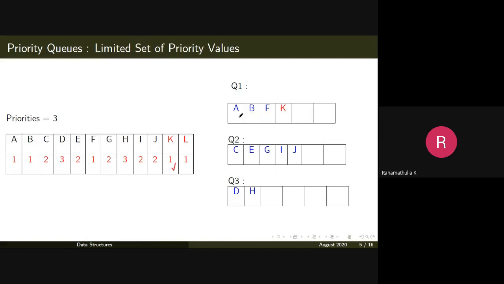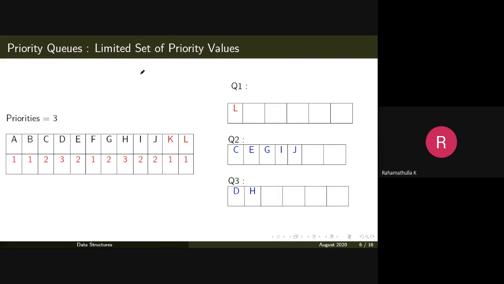What if you delete an element now? For example, you perform 4 delete operations. All 4 entries in Q1 will be deleted first. First A will be deleted, then B, then F, and K. For example, let's say you have performed 4 delete operations and 1 insert operation. L will be inserted, so it will look like this. All 4 entries from Q1 are deleted and L will be entered into Q1 because L has the priority value equal to 1.